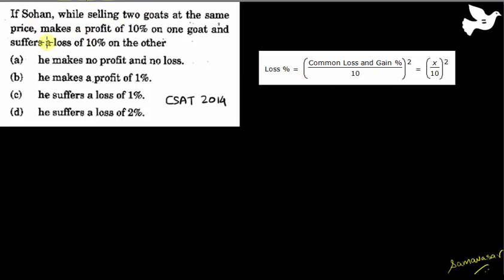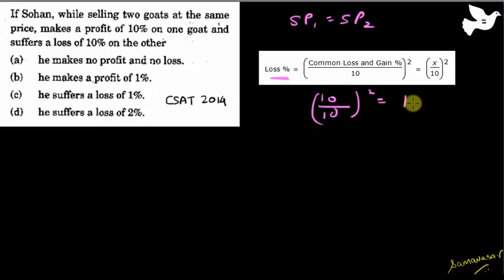Whenever you have a question like this where you are selling the 2 things at the same price, which means the selling price 1 is equal to selling price 2, and on one you're making a profit of X% and on the second you're making a loss of the same X%, then on the total transaction you'll always be making a loss, and the loss percentage will be common loss and gain percent by 10 raised to the power 2. So in this case the common loss is 10%, so I do 10 divided by 10 raised to the power 2, which is equal to 1.